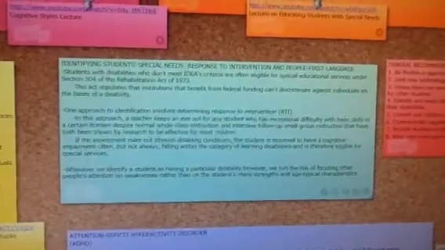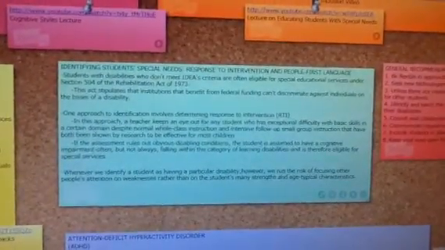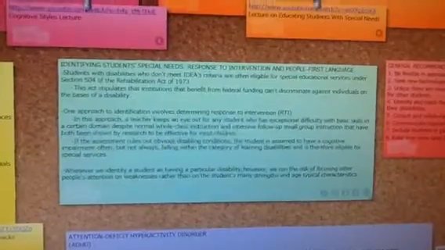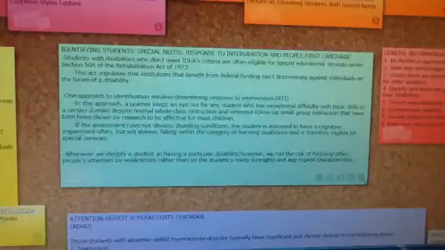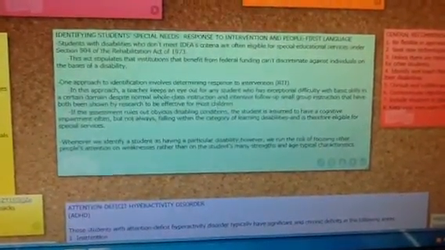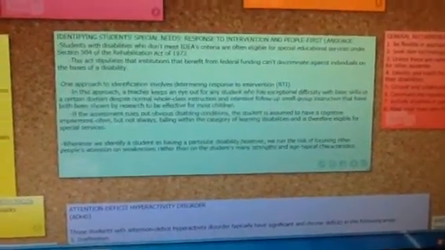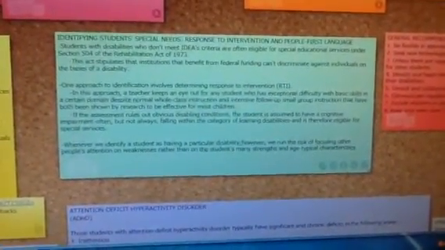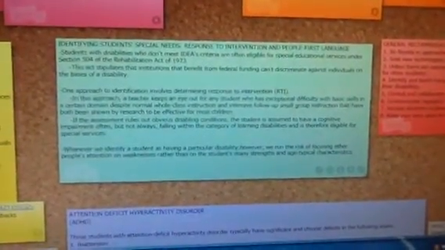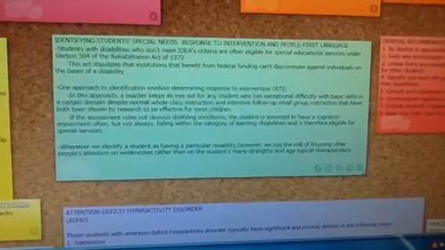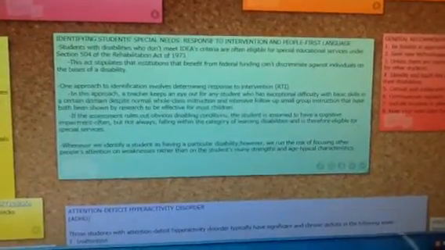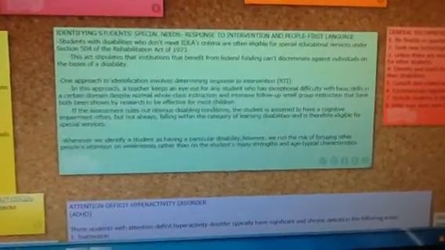So, one approach to identification involves determining a response to intervention, the RTI. In this approach, a teacher keeps an eye out for a student who has exceptional difficulty with basic skills in a certain domain despite normal whole class instruction and intense follow-up, small group instruction that has been shown by research to be effective for most children. So, if you've done those intervention pieces and the student still has not moved, more than likely there is an issue. If the assessment rules out obvious disabling conditions, the student is assumed to have a cognitive impairment, often but not always falling within the category of learning disability, and is therefore eligible for special services.